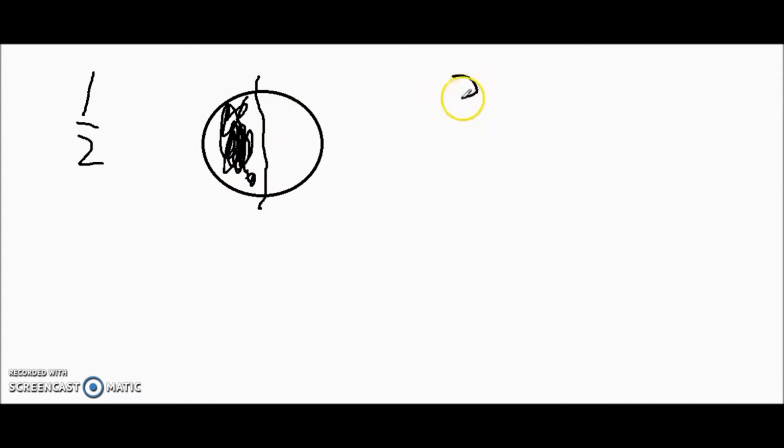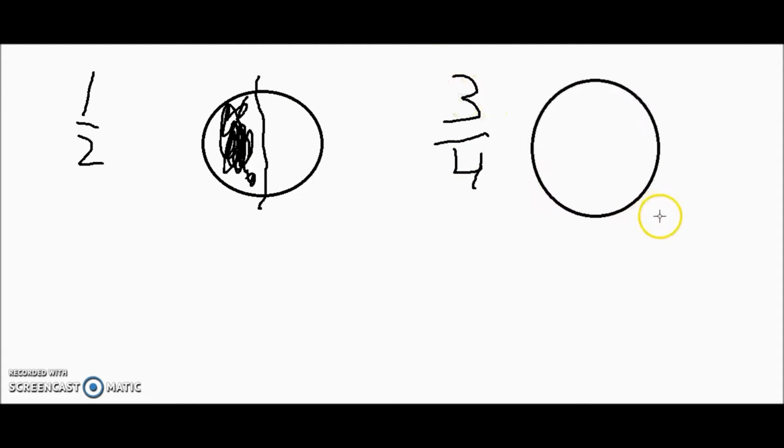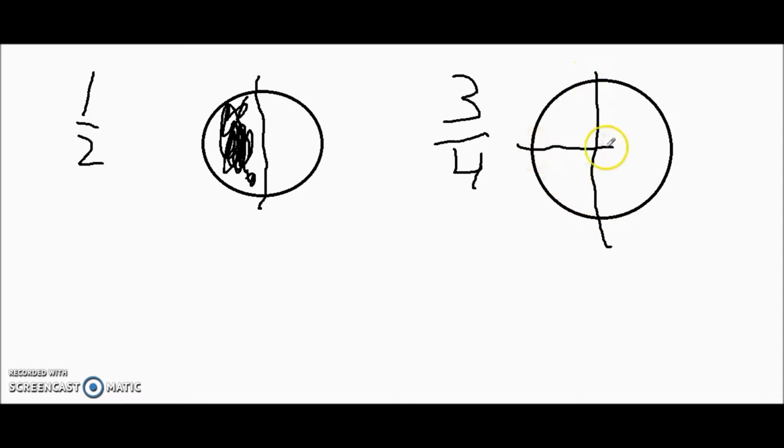Another example is 3 over 4. It's another fraction. So let's look at this as a representation in a circle. So here's our circle. Then we're going to perfectly draw the lines in again. There we go. And then 3 out of the 4 are going to be colored. So this one's going to be colored, and then this one will be colored. So the 3 out of the 4 are going to be colored. So that's kind of what makes our fraction. If all of them were colored, it'd be 4 out of 4.